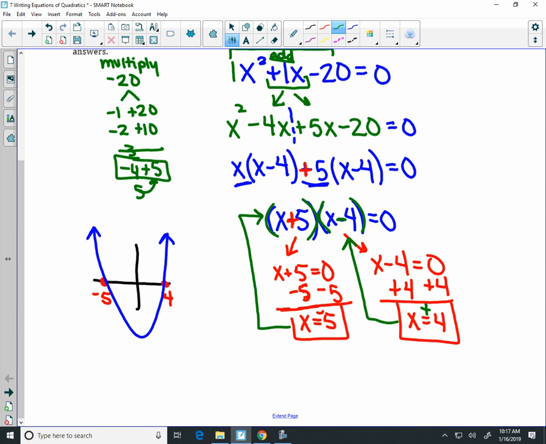That's what this whole lesson is about, being given the graph or just the solutions, the numbers themselves, and being able to find that factored form. That's all we're doing today.